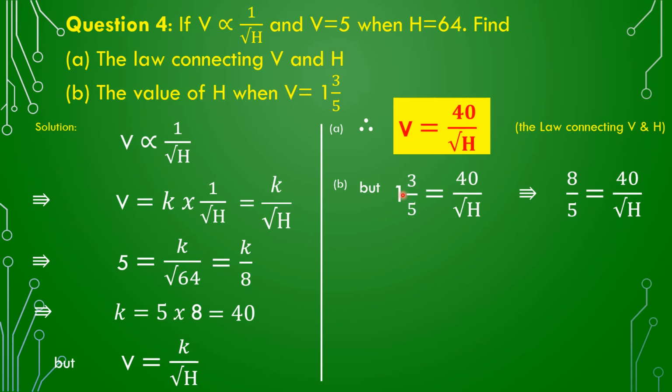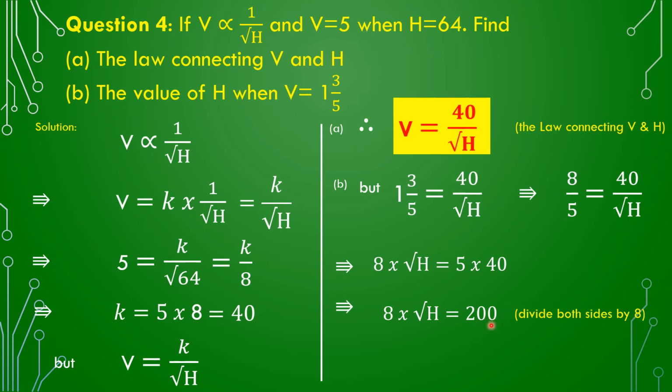8/5. How? 5 times 1 is 5 plus what? 3. That gives you 8/5, which is equal to 40 over the square root of H. Going further, we cross multiply. We have that 8 times the square root of H is equal to 40 times what? 5. This simply means 8 times the square root of H is equal to what? 200. How? 5 times 40 is equal to what?